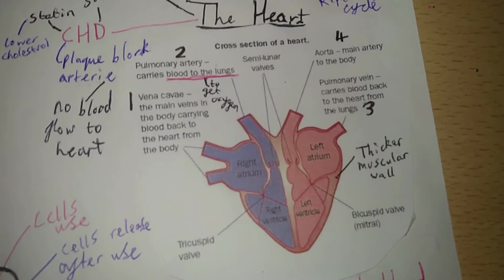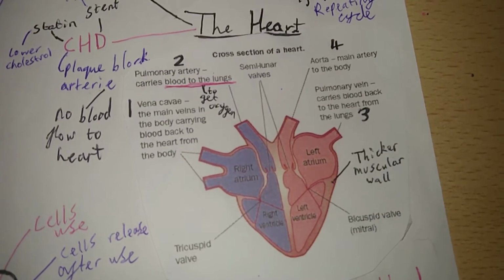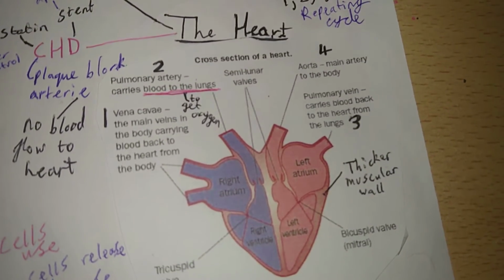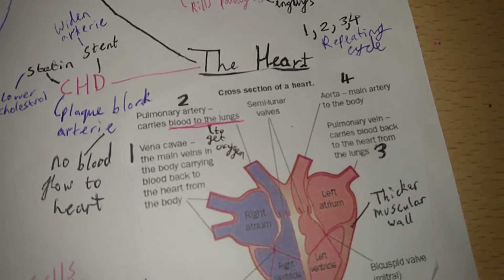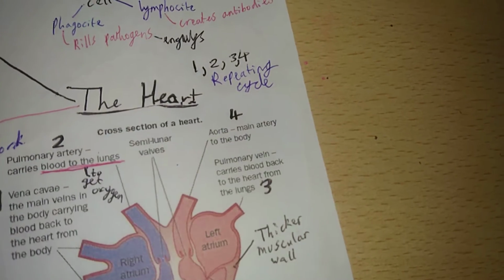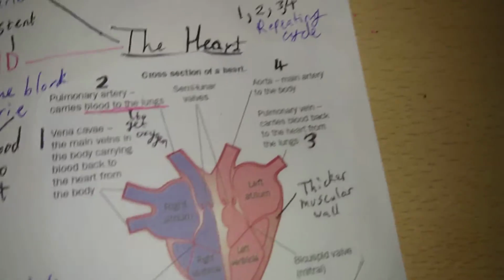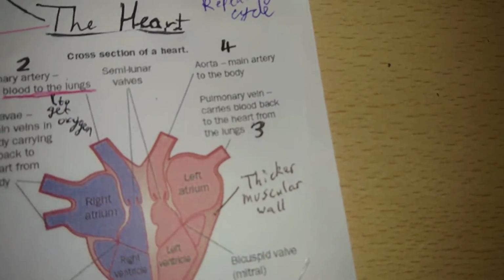It can be fixed by a stent, which widens the artery, or statins, which lower cholesterol. So, diagram of the heart again. That first bit there is the vena cava, which are the main veins in the body, carrying blood back to the heart from the body. That's the pulmonary artery, which carries blood to the lungs to get oxygen. Those are the semilunar valves. It's the aorta, which is the main artery, carrying oxygenated blood away to the body. The pulmonary vein carries blood back to the heart from the lungs.